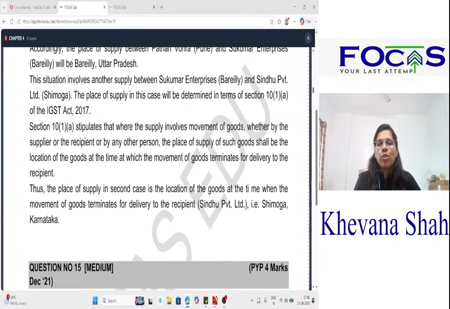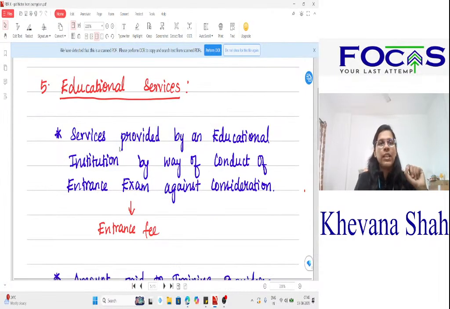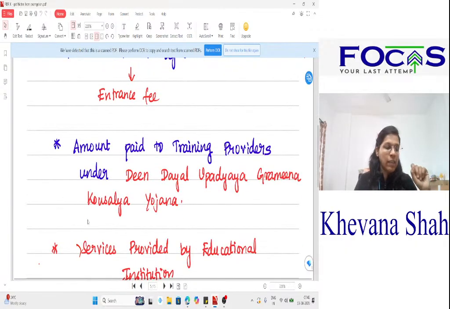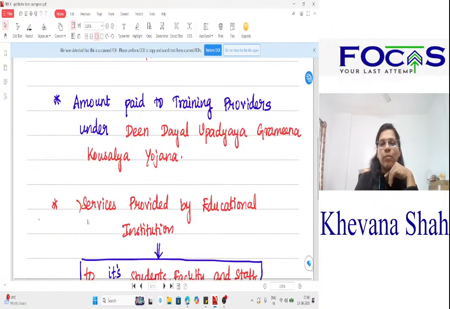Now, let's go to the exemption chapter. We will study a few exempt services. First one is educational services. Services provided by an educational institution by way of conduct of entrance exams against consideration. In case only entrance fees is taken, then those are exempt services. Then the second one is amount paid to training providers under Deen Dayal Upadhyay Gramin Kaushalya Yojana. So, if you are providing any training services, then those services will also come under the exempt category.